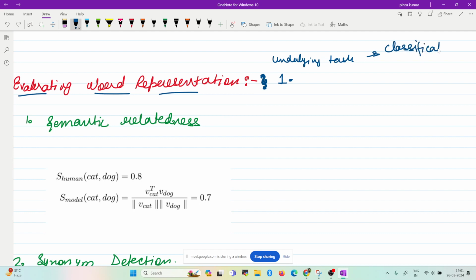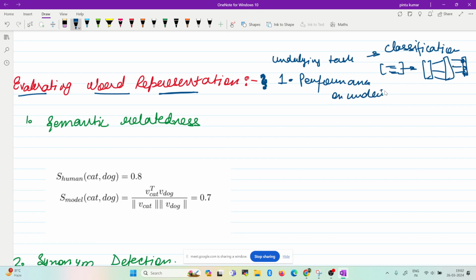But to do classification, first you converted whatever review you had to some vector, and then you pass that vector through some neural network to obtain the result, whether that is positive, negative, or neutral. This is your underlying task. So one way to evaluate the quality of this word representation is to check your performance on the underlying task.